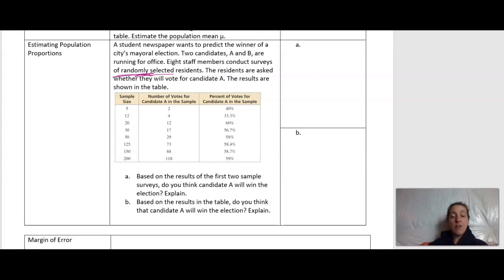Based on the results of the first 2 sample surveys, do you think candidate A will win the election? So let's look at our first 2.